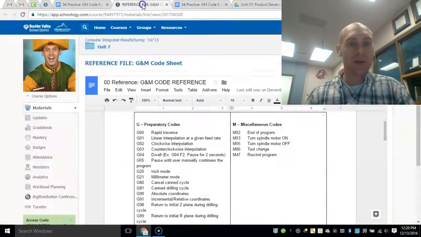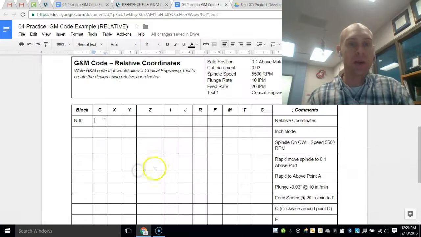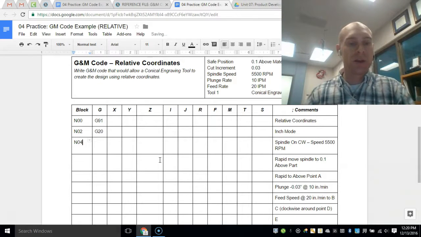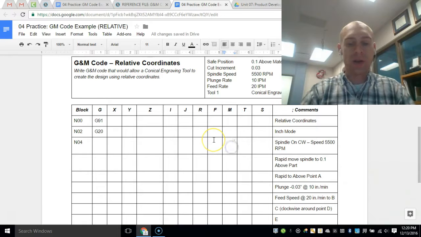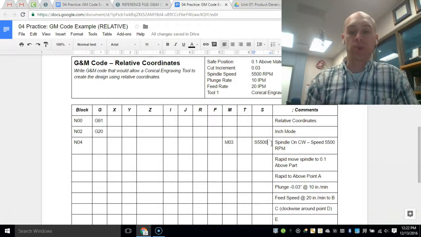And relative coordinates this time, relative, if you look on here, is incremental, or relative coordinates is G91. So that's a G91. And inch mode, if you remember from last time, was a G20. Setting the spindle speed, if we go back over, turning the spindle on is M03. Spindle speed is S5500. Next it says to rapid move the spindle to 0.1 above the part.